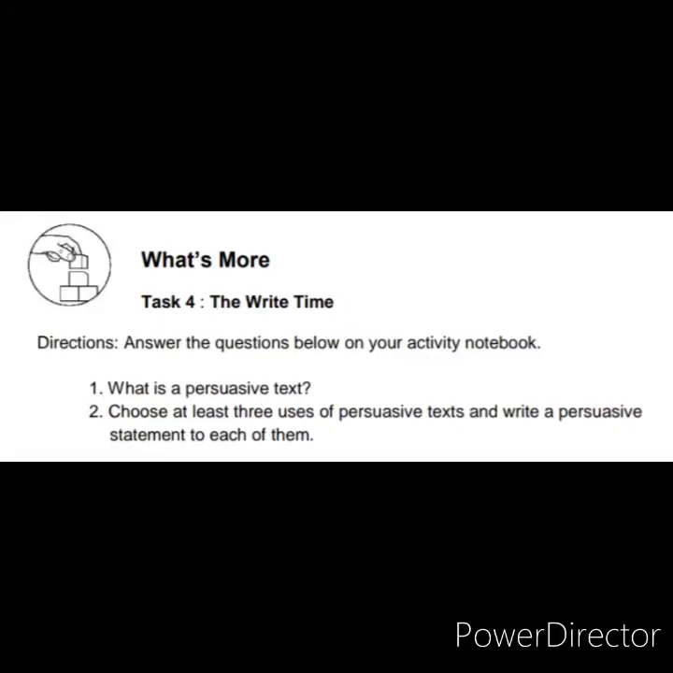This time, let us do another meaningful activity. Task 4. The right time. Answer the questions below on your activity notebook. Number 1. What is a persuasive text? And number 2. Choose at least 3 uses of persuasive texts and write a persuasive statement to each of them.